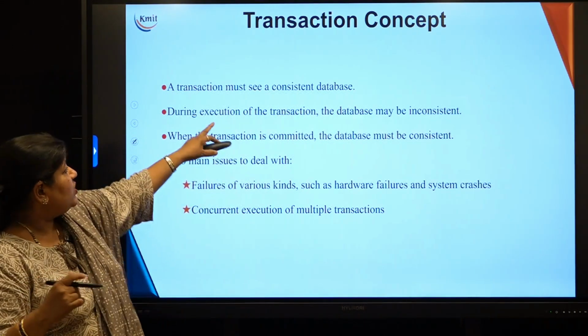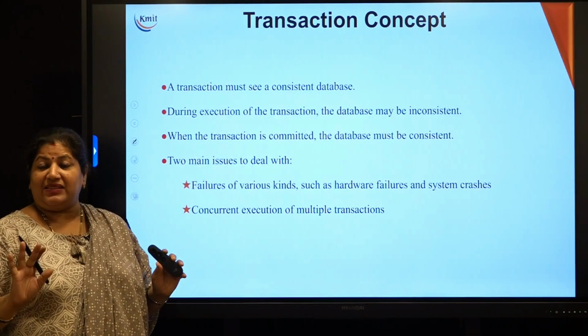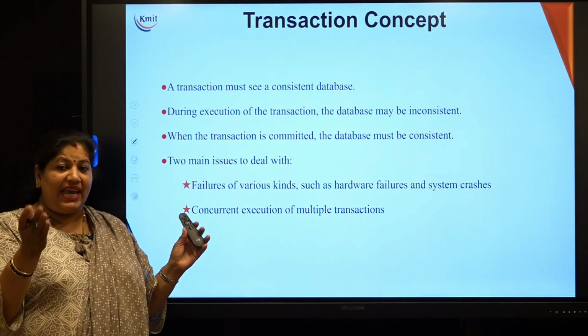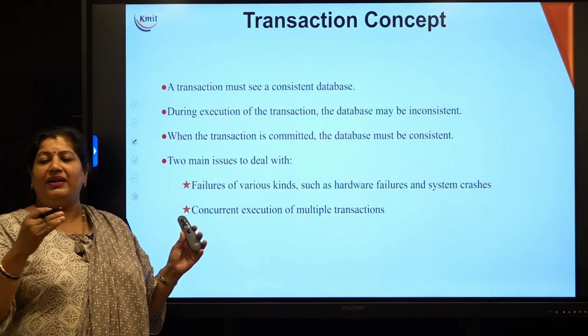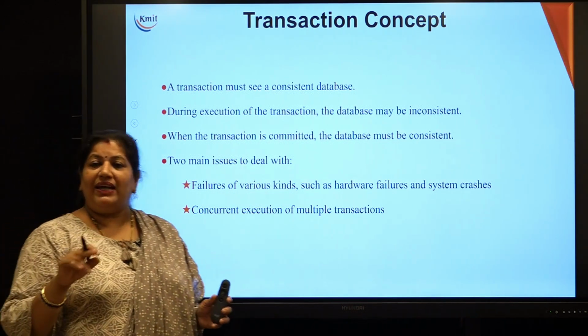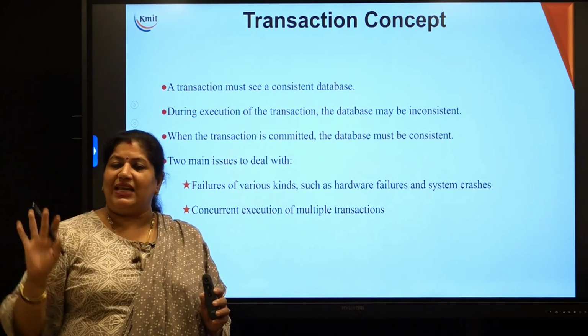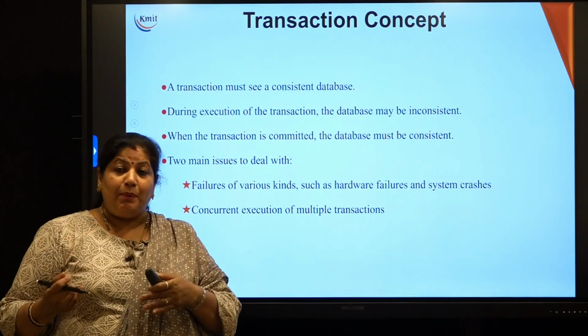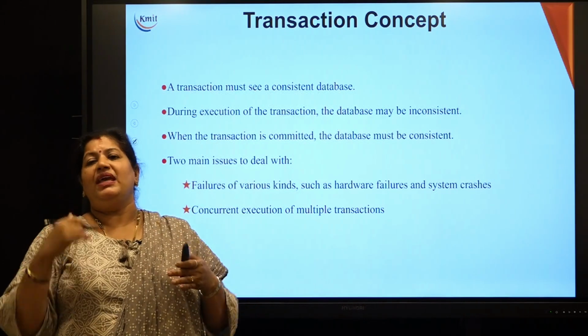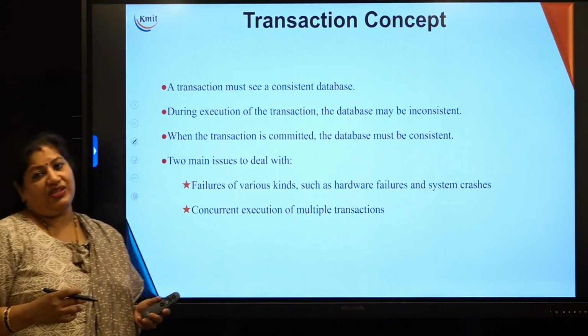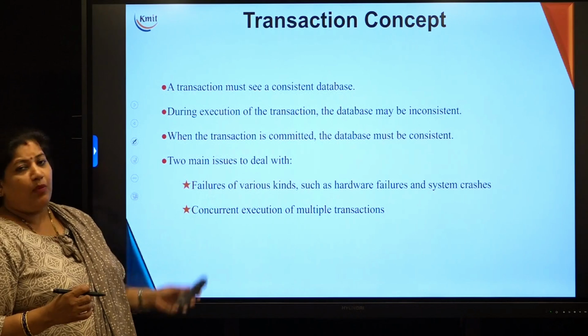During the execution of the transaction, it may be inconsistent. For example, when I changed the A value from 1000 by minus 500, A became 500, but B was maybe somewhere around 2000 still. But when I complete, the total of A and B will be as before you started the transaction. That is very important.